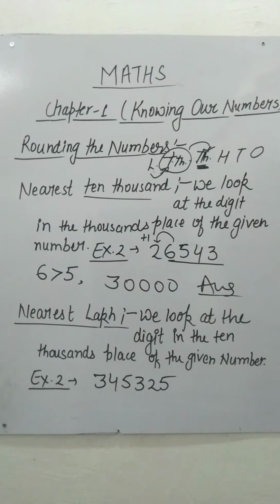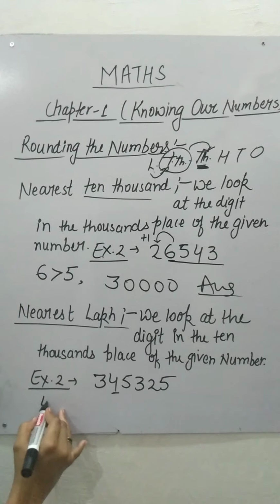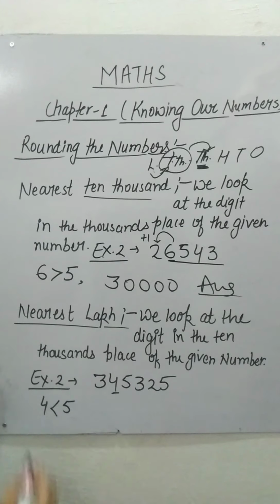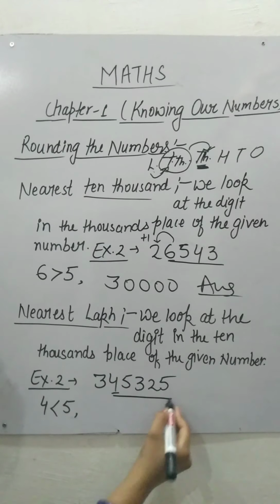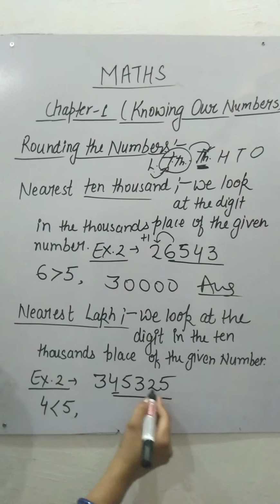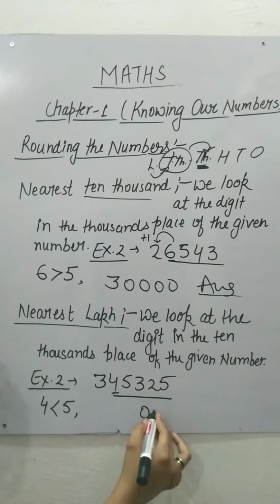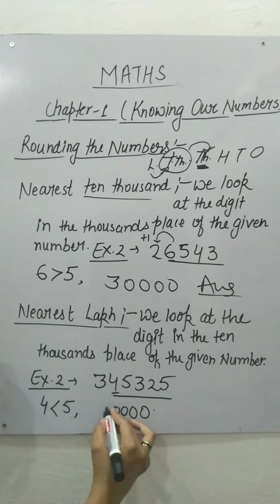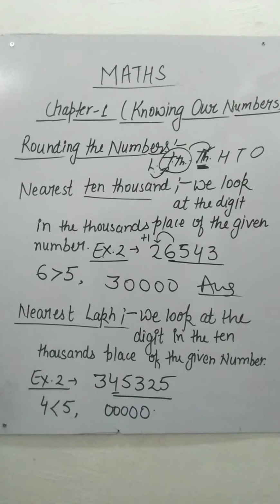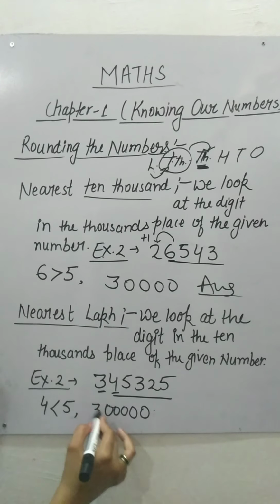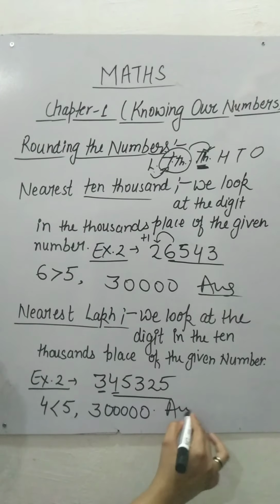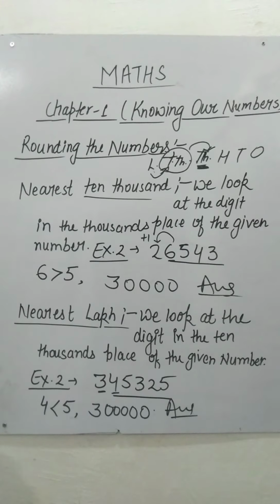Now we will check where the 10,000 place is: ones, tens, hundred, thousand, 10,000. The 10,000 place is 4, and 4 is less than 5. So replace all the digits with 0, that means 1, 2, 3, 4, 5, so there are five 0s. Now the rest will be the same. I hope it is clear to you all.